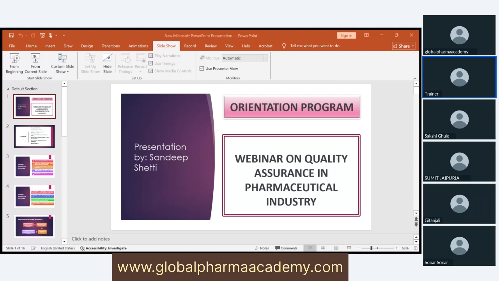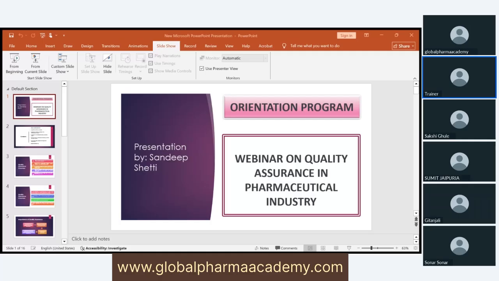So mainly the quality management system is taken care of by the quality assurance department, or we can say, in total, the quality control and quality assurance departments are responsible for the quality management system. If we look at their roles and functions, quality assurance in any organization is mainly responsible for document control.